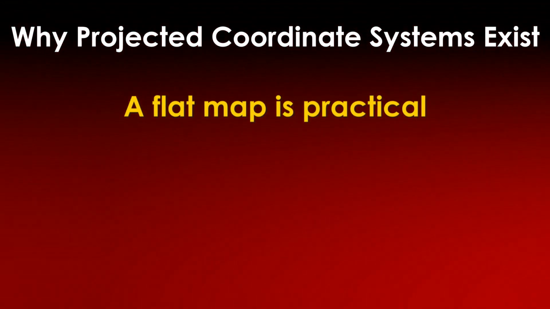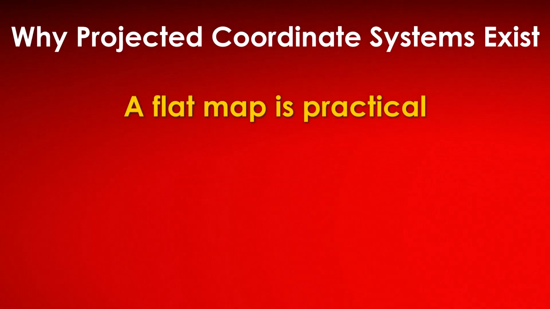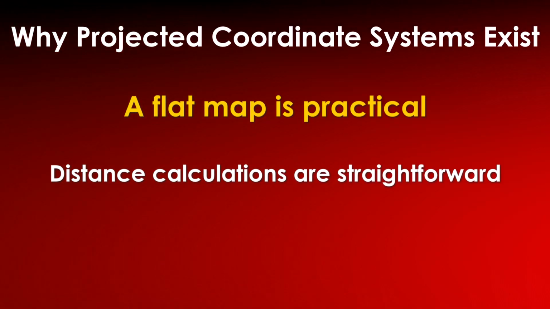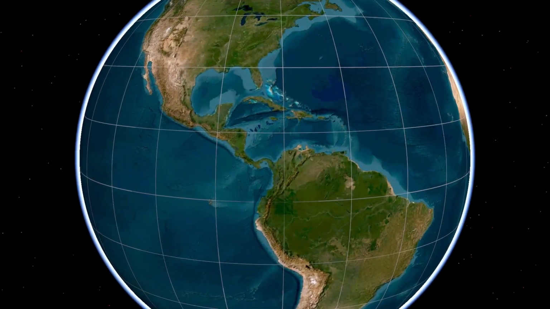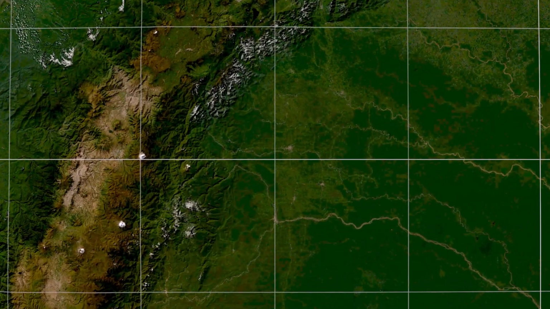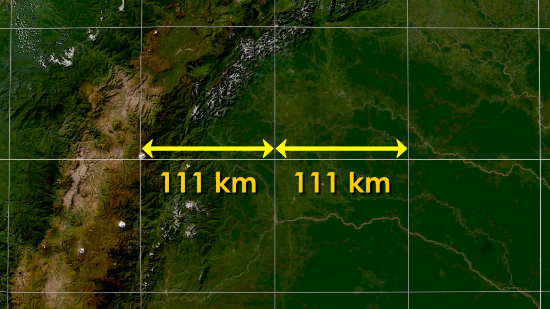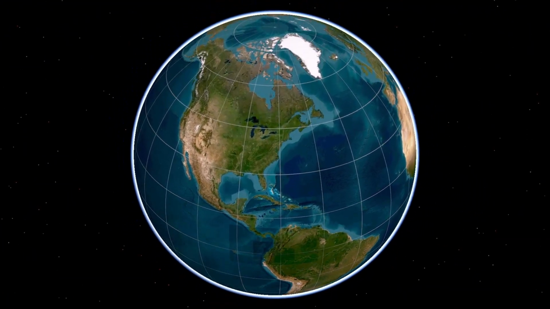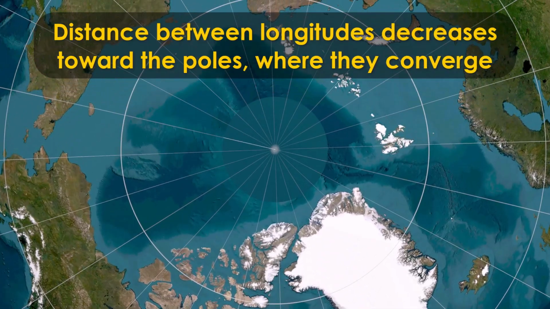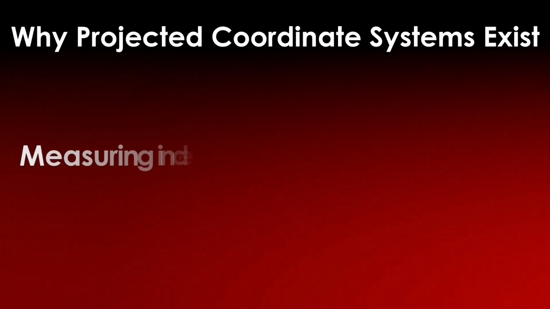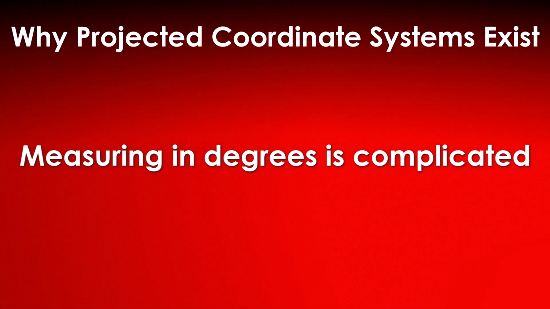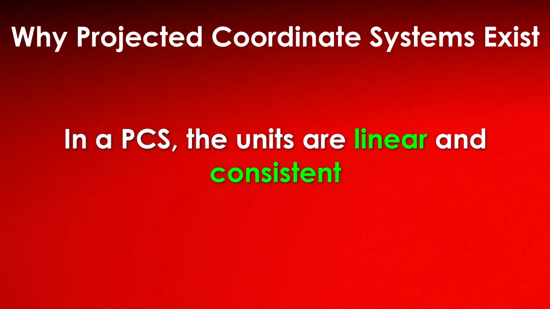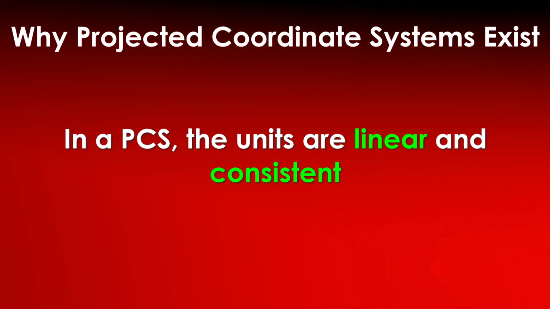Here's what working in a projected coordinate system gives you that working in geographic coordinates does not. First, distance calculations become straightforward. In a geographic coordinate system, the distance covered by 1 degree of longitude near the equator is approximately 111 kilometers. 1 degree of longitude near the poles covers almost nothing as meridians converge toward a single point. This makes measuring distances in degrees very complicated. In a projected coordinate system, the units are linear and consistent. A meter is a meter everywhere on the grid.